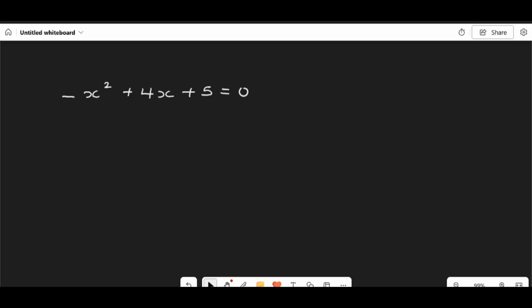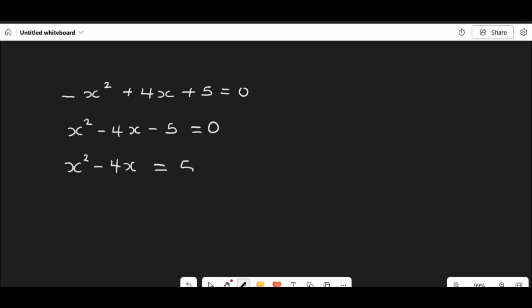So in order to make it 1, we have to multiply through by negative 1. So when we multiply through by negative 1, our equation will become x squared minus 4x minus 5 equal to 0. Let us move this constant term to the right hand side. And when we move minus 5 to the right hand side, it will change to plus 5. So our equation will become x squared minus 4x equal to 5.